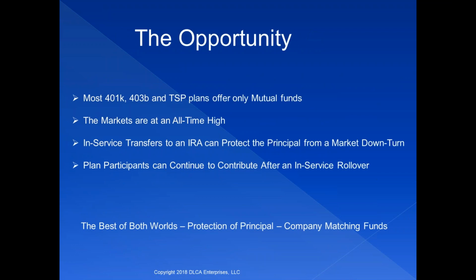Most 401k, 403b, TSP plans offer mutual funds. The markets are at an all-time high. People are getting jittery, they're watching their account balances going up and down. They're getting nervous. Same thing we saw in 2007, the prelude to the crash in 2008. In-service transfers to an IRA can protect the principal in a market downturn. So if they're over 59.5, they can do an in-service transfer. In other words, they can take the majority of that money out of risk and put it in a safe place, and they can continue to make contributions, continue to get company matching funds. Folks, it's the best of both worlds. You're protecting the principal, but you're still getting the free money in the form of company matching funds.